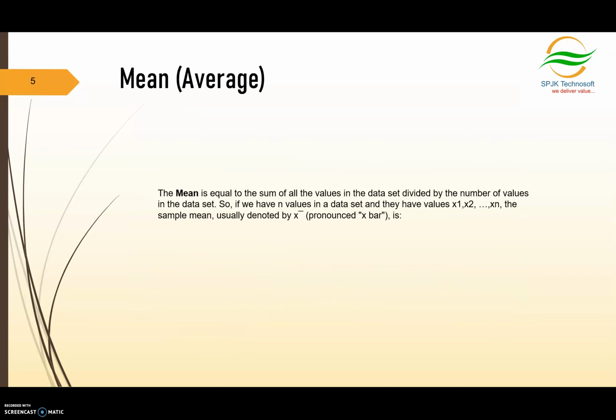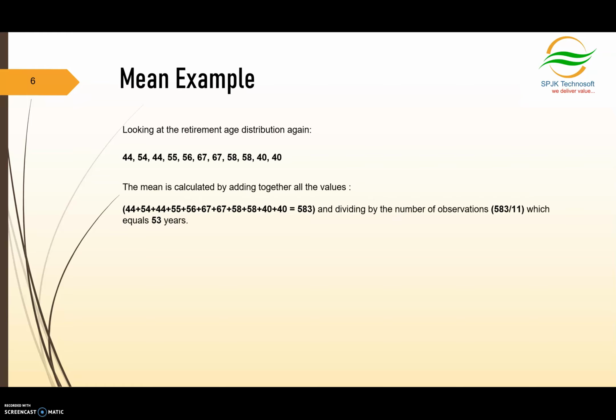So start with mean. Mean is average. So the mean is equal to the sum of all the values in the data set divided by the number of values in the data set, and it is usually denoted by x bar. So let's go for an example. Looking at the retirement age distribution, you can see there are 11 data points, and to calculate the mean we need to sum up all the data points in the data set, which is equal to 583, and then divide that sum by the number of observations, that is 11, and it equals 53 years. So the mean for this particular data set is 53 years.